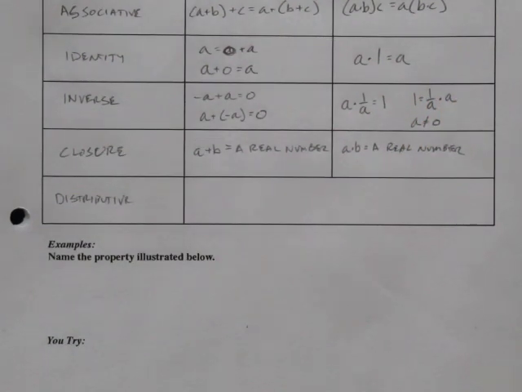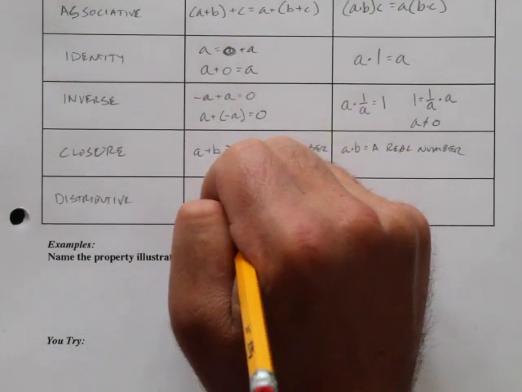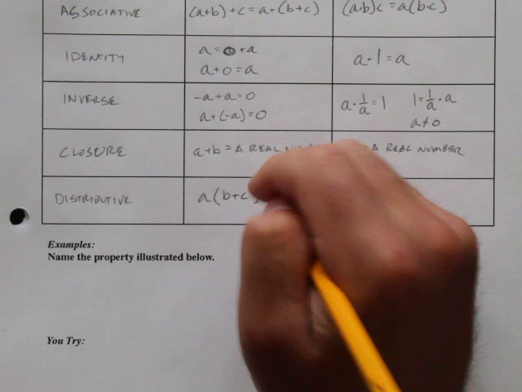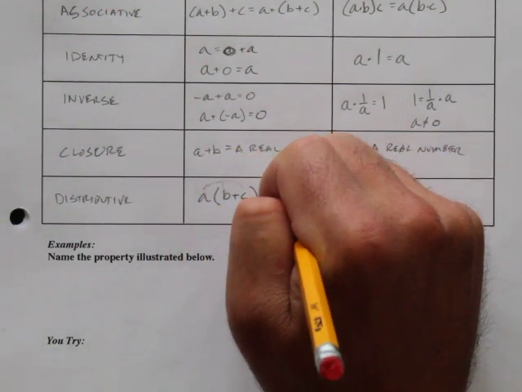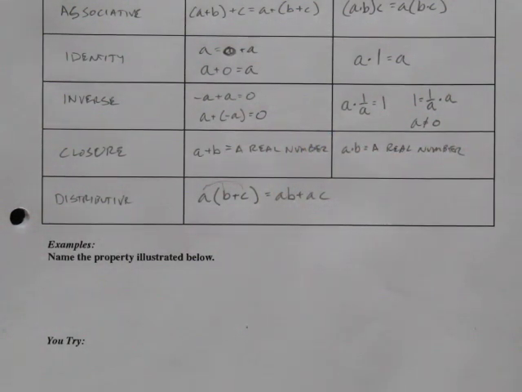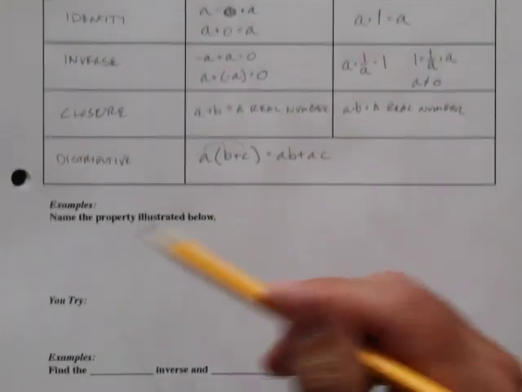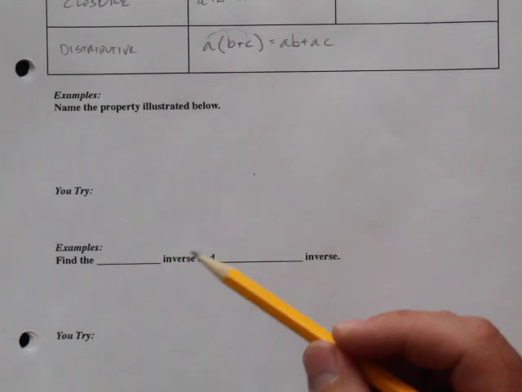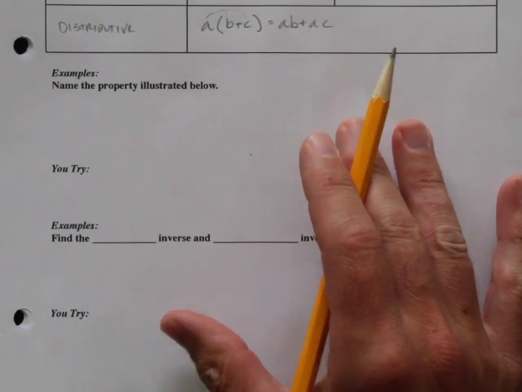Distributive property. This says A times (B + C) equals A times B plus A times C. That is the distributive property. And now we are actually going to not do this part right here. We're going to go straight to these examples, and that's all we're going to do for your notes for this section.